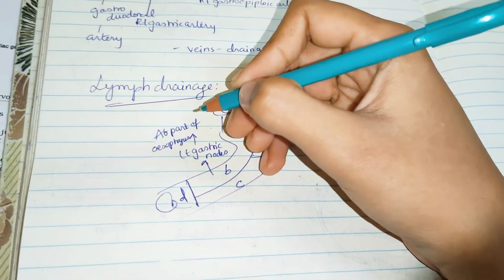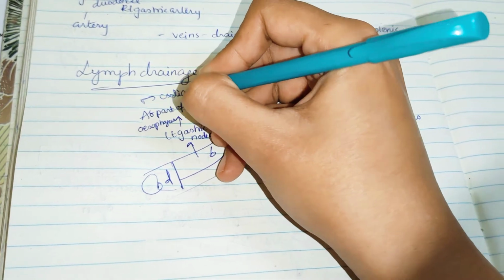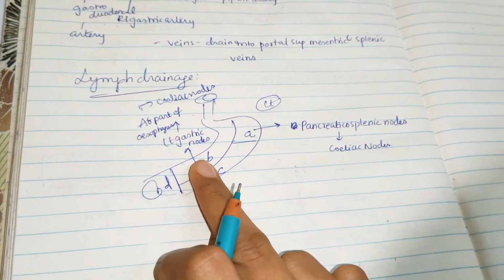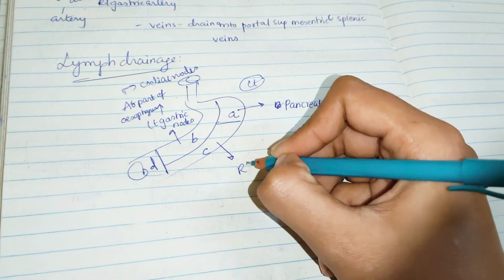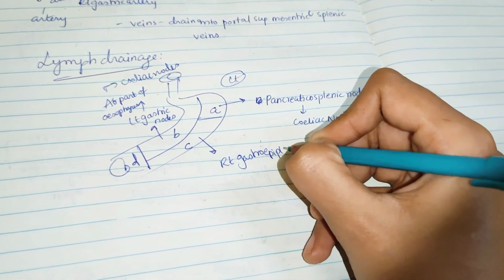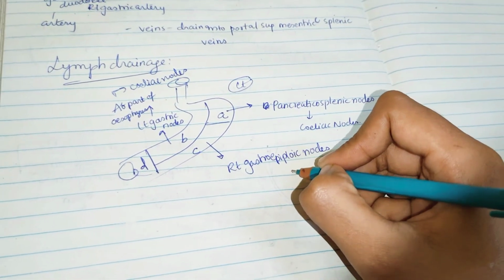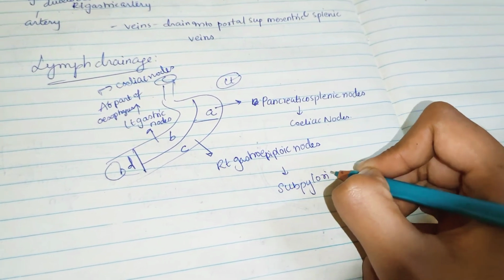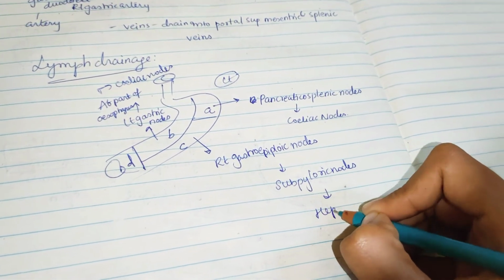So from the abdominal part of esophagus, it will drain in turn into celiac nodes. Okay, so that is about B part. Next, coming to the C part. The C part of abdomen will drain into the right gastroepiploic nodes, and this in turn will drain into subpyloric nodes. Okay, from subpyloric nodes it will drain to hepatic nodes.